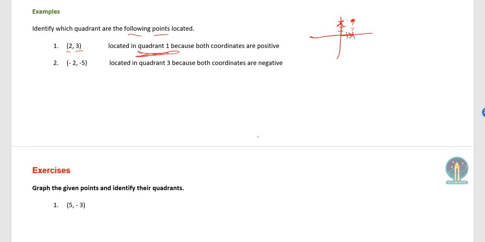Okay. Minus 2, minus 5. Both coordinates are negative, so this is going to be in quadrant 3. And again, if you try to graph it, minus 2 is 1, 2, so this is minus 2. Minus 5 is 1, 2, 3, 4, minus 5. And then just draw the intersection of these 2 points, and this is quadrant 3.